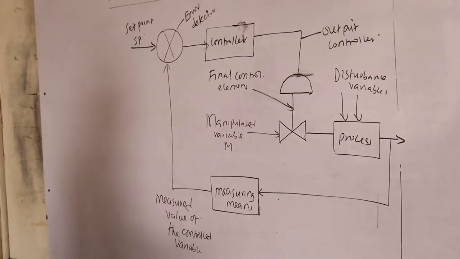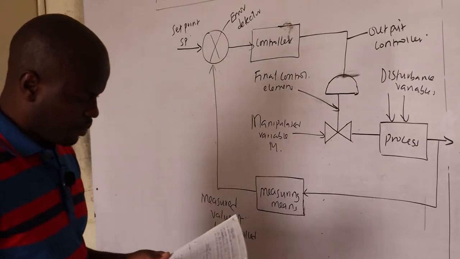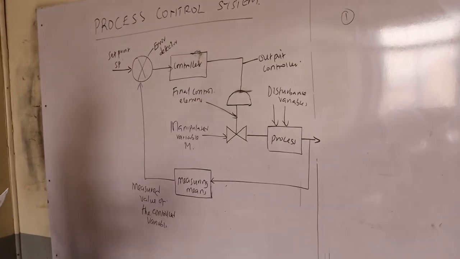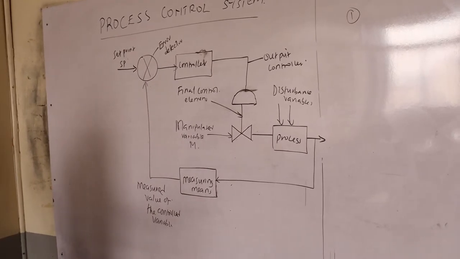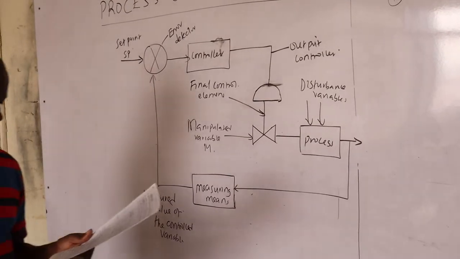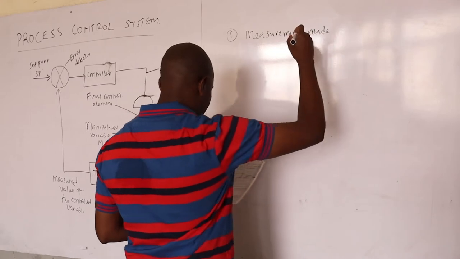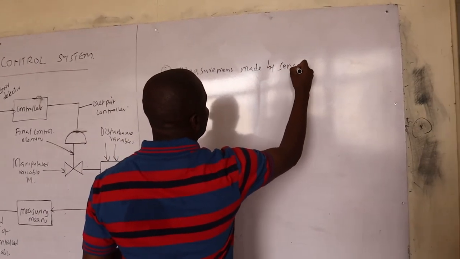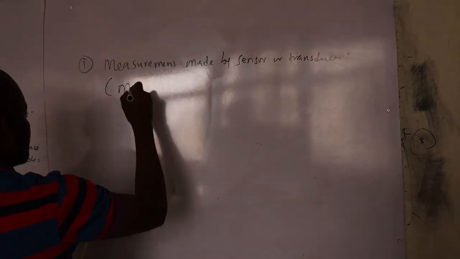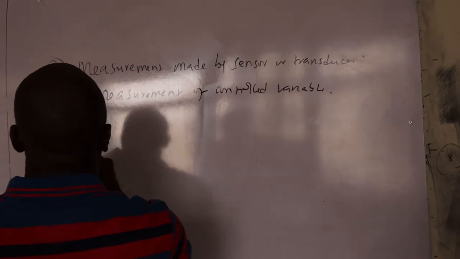When you talk about the process control system, all processes usually have three important requirements. There are three important requirements that each and every process must have. The first requirement is the measurement that is supposed to be made by a sensor, or we can refer to it as the aspect of measuring the control variable. So the measurement is always made by a sensor or transducer, or we can simply refer to it as the measurement of a controlled variable.